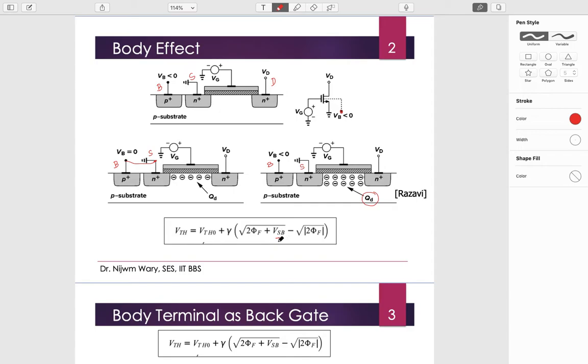So if VSB is positive, then the threshold voltage increases, because this whole term becomes positive, multiplied by this gamma. So VTH0 is the threshold voltage when the bulk terminal is connected to 0. Clear?